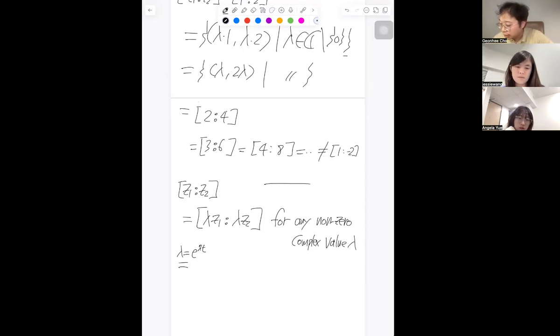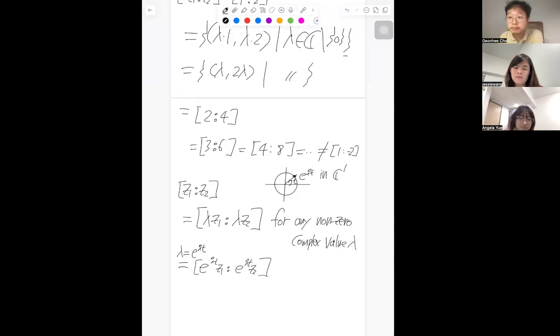What is e to the it? e to the it represents an element on the unit circle. Is it okay with you? So in C1, e to the it represents an element on the unit circle in the complex plane. Are you with me up to here? So let's plug in lambda to be e to the it. Then you will get e to the it z1 versus e to the it z2. Because this was true for any lambda, why don't we choose lambda to be e to the it? That's also okay. Logically, that's fine.